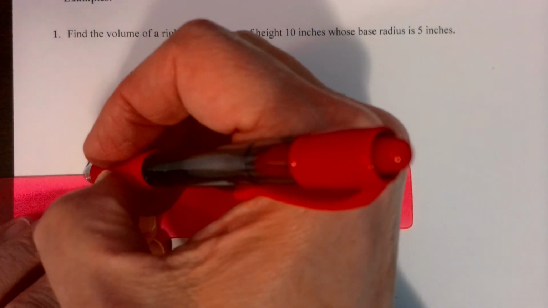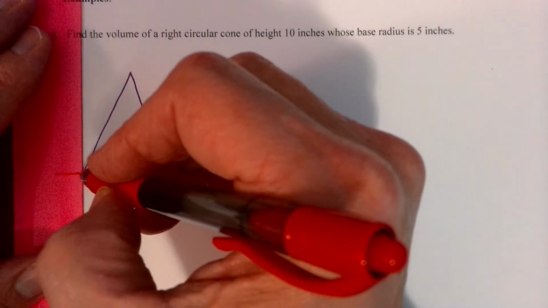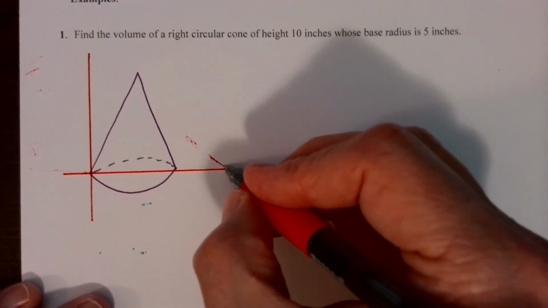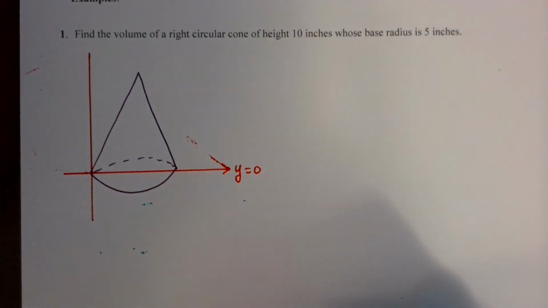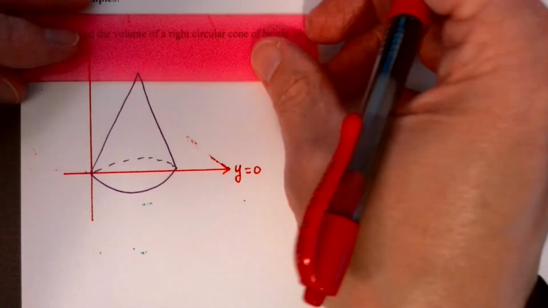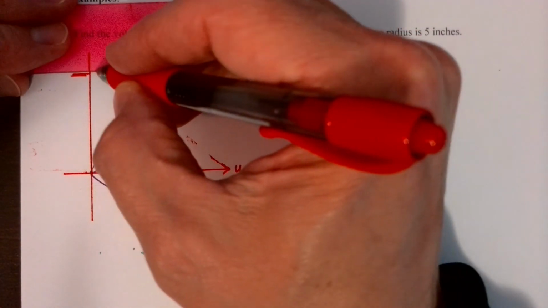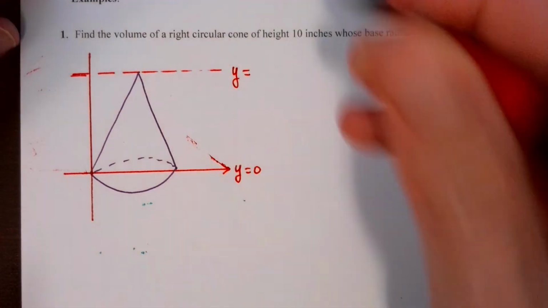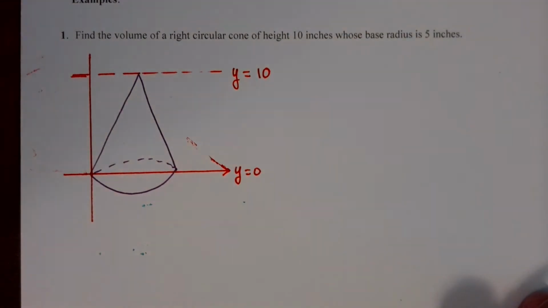So what I'm going to do again is set up my x-axis here, and I'm going to do my y-axis along here. So I'm going to let this be y equal 0, and then at the top of the cone, all right, that's y equal what? What's the height of this cone? 10 inches. So we'll just say 10, but it's in inches, right? That's the top. So we're going to integrate from 0 to 10 inches.